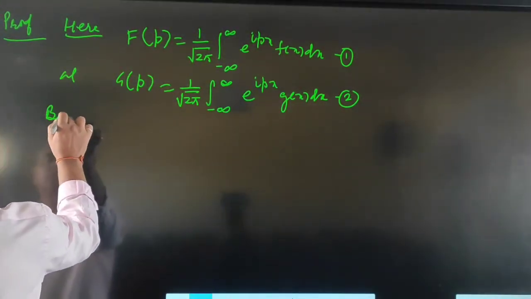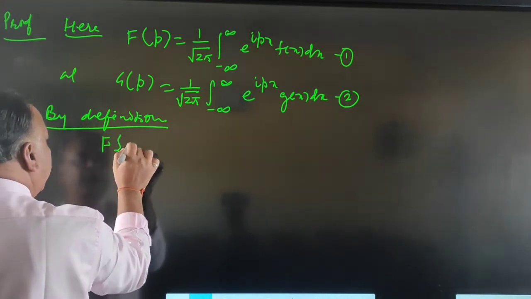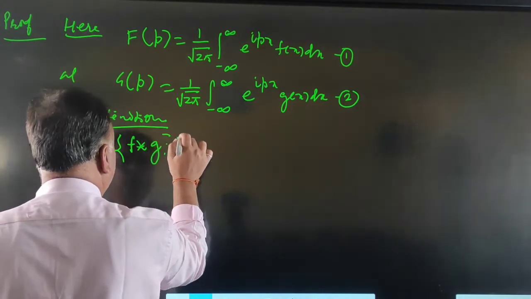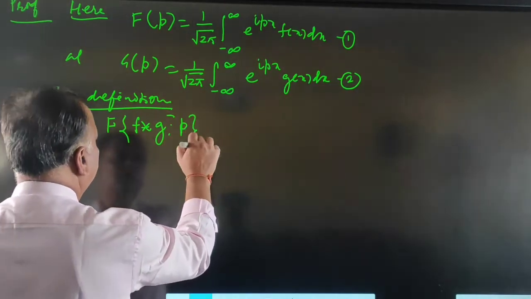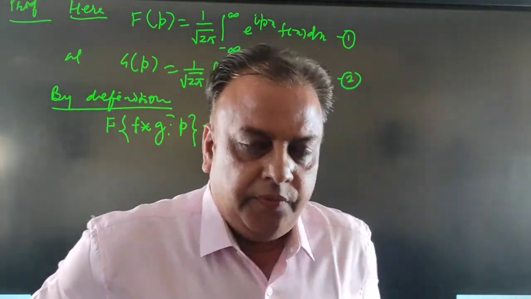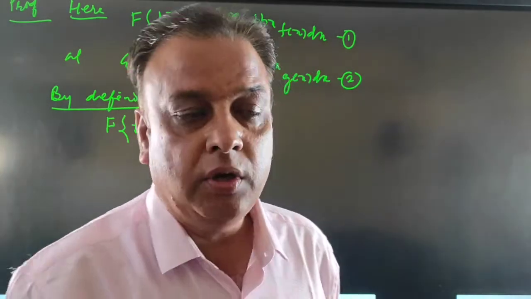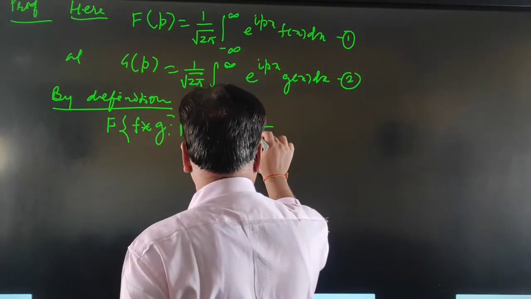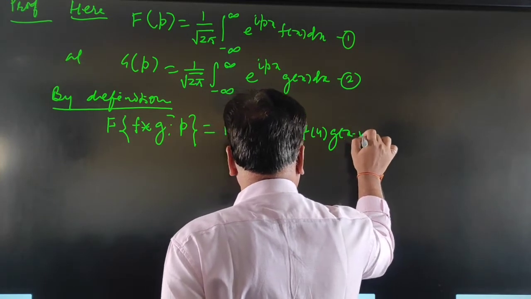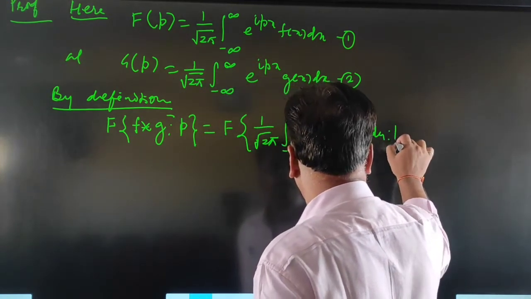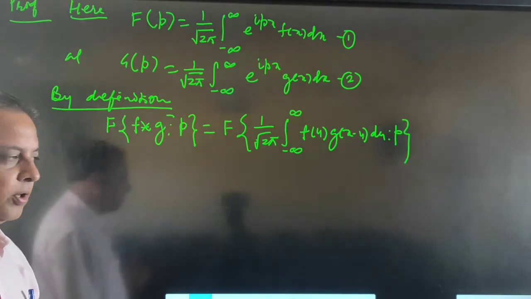Now, by definition, the left hand side is the Fourier transformation of f star g with respect to p. We have to find the Fourier transformation of f star g. Now, what is the Fourier transformation of f star g? f star g is the convolution of two functions, so we write the convolution as 1 upon root 2 pi integral minus infinity to infinity of f(u) g(x minus u) du. This is the convolution, and we have to take the Fourier transformation of this function with respect to the parameter p. Now we write the definition of the Fourier transformation.